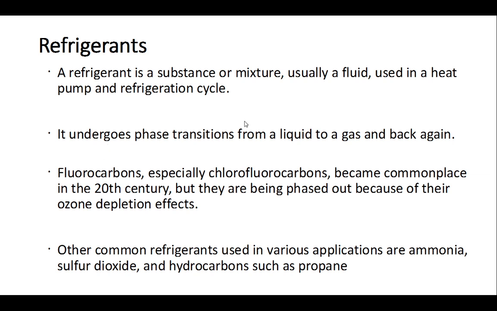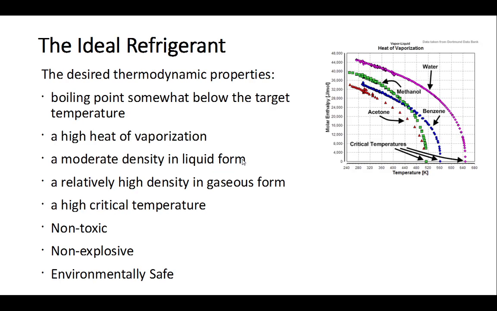So at the moment, we've got the problem that ammonia is toxic, as is sulfur dioxide, and hydrocarbons such as propane are explosive. So that's always a problem with refrigerants. You can see a couple of them here. We've got water, methanol, benzene, acetone, and you can see all the critical temperatures.